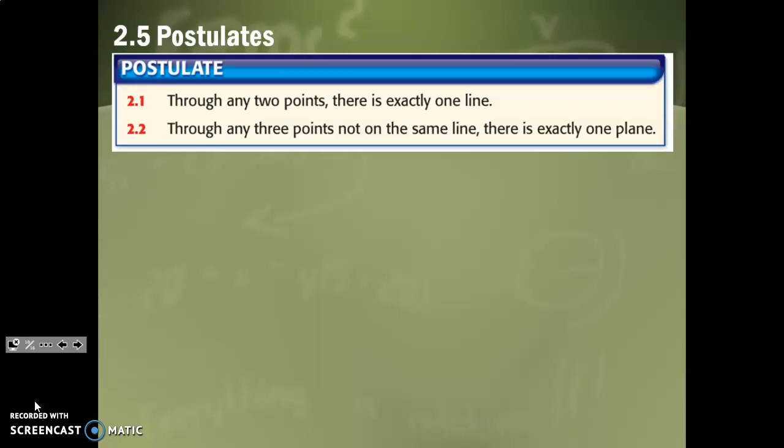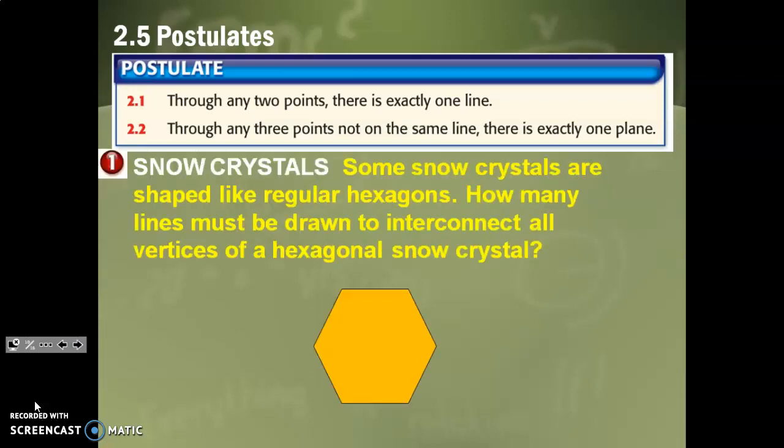And then 2.2, which again, I don't want you focusing on the numbers. I'd rather you understand the postulate. Through any 3 points not on the same line, there's exactly one plane. So we're going to go with that, with there being exactly one line through any 2 points, and we're going to talk about counting the number of lines that can go through 6 points. So we're going to talk about this hexagon.